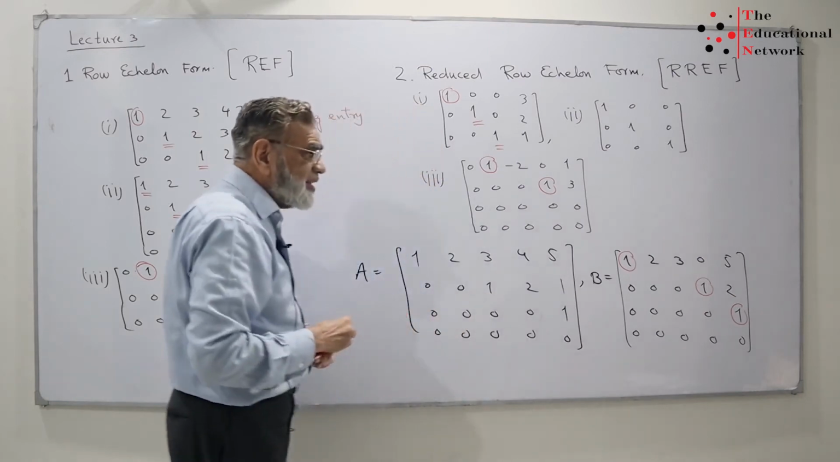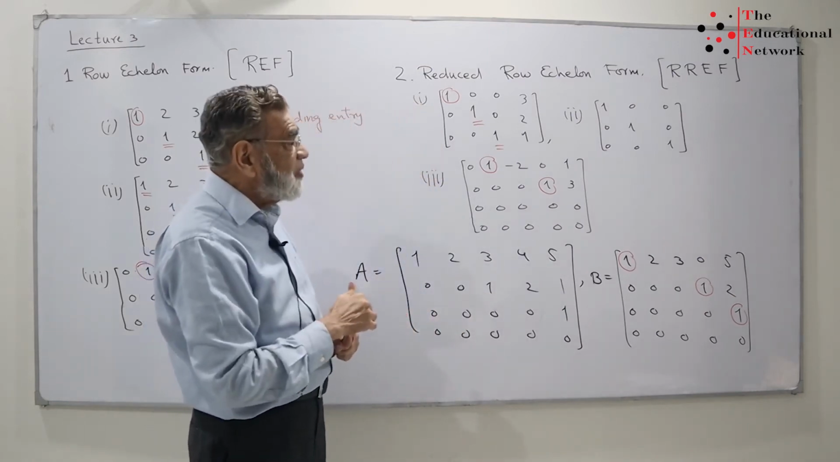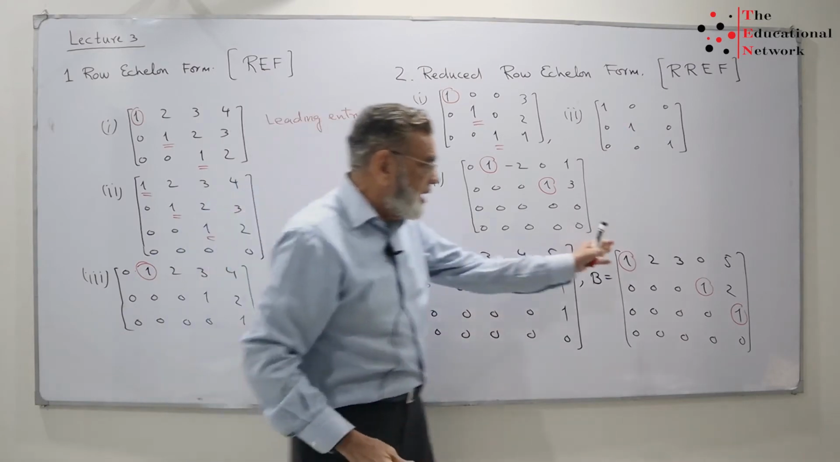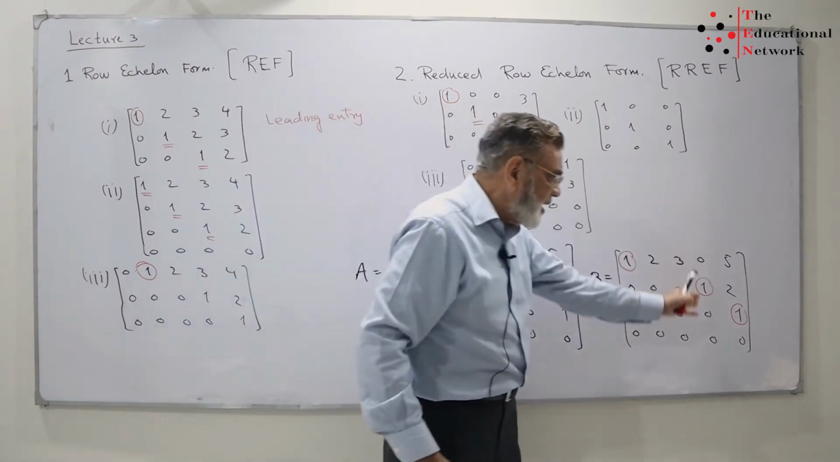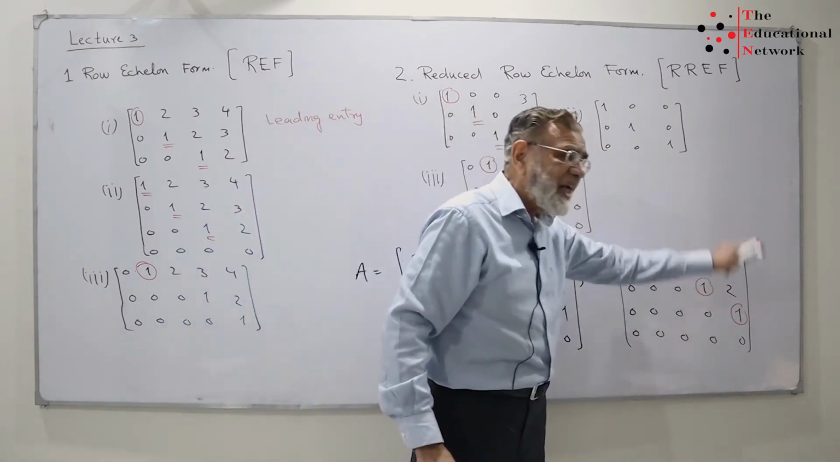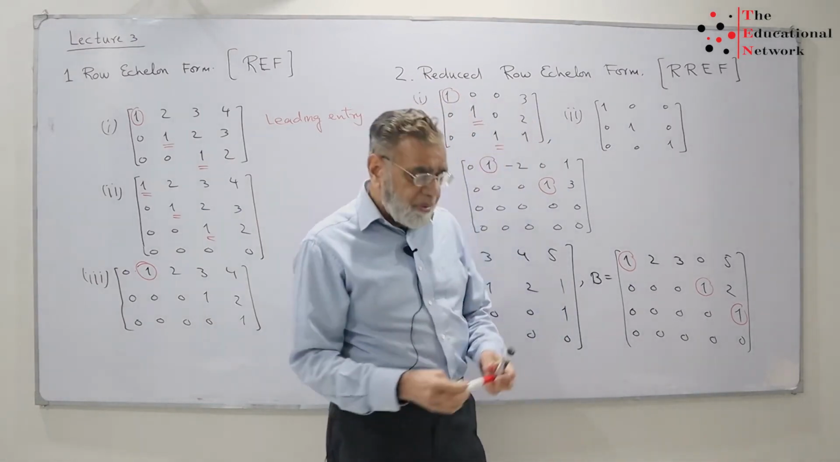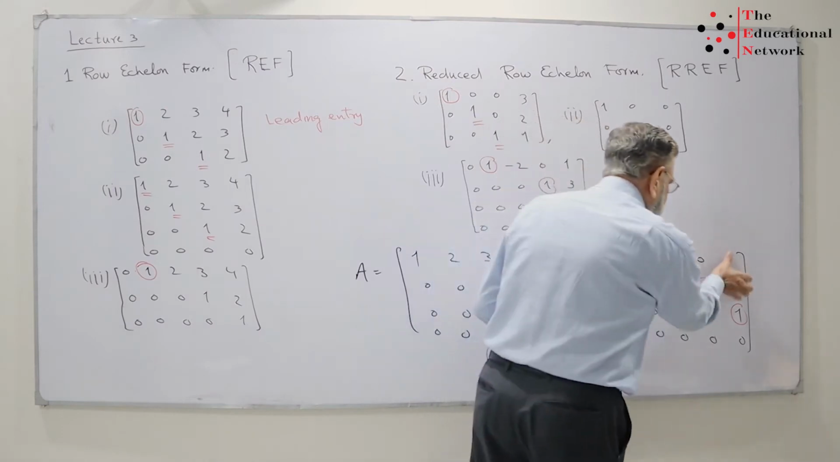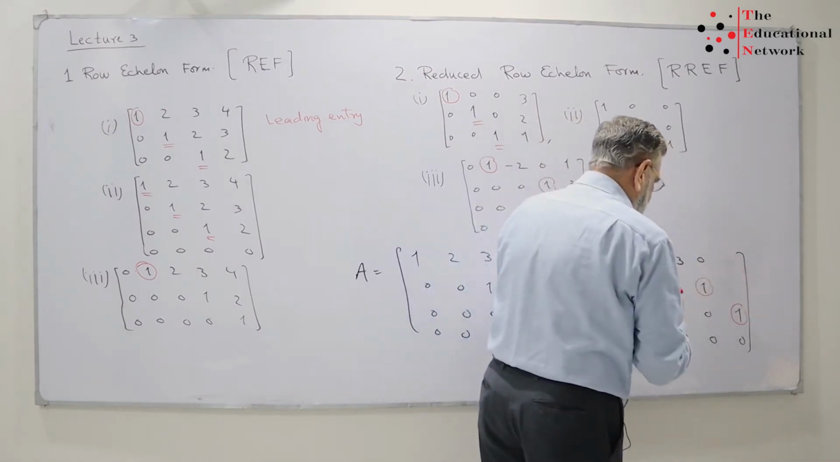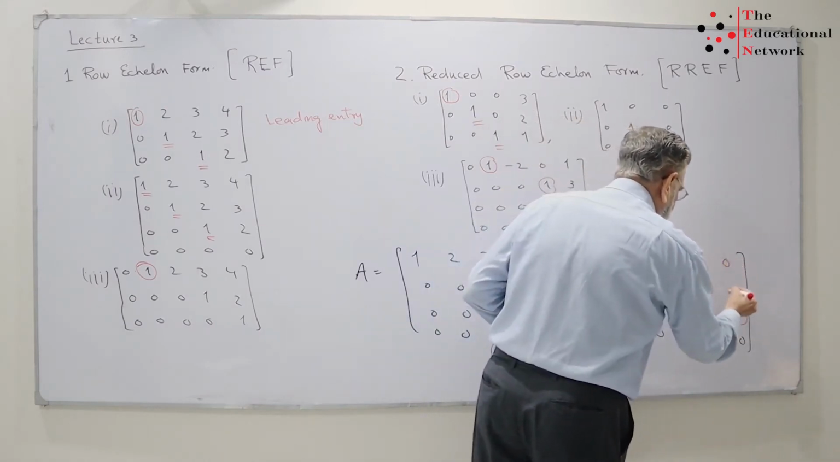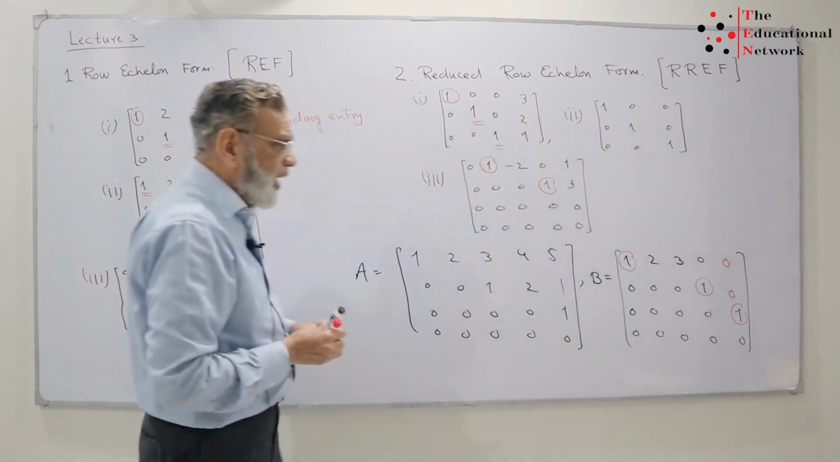Now, in this case, we want to check whether it is row echelon form or reduced row echelon form. Here 1, all values are 0. Here 1, all values are 0. Here 1, the values are not 0. So this is not reduced row echelon form. We want to make it reduced row echelon form. That means these 2 values must also become 0. Now this becomes reduced row echelon form.